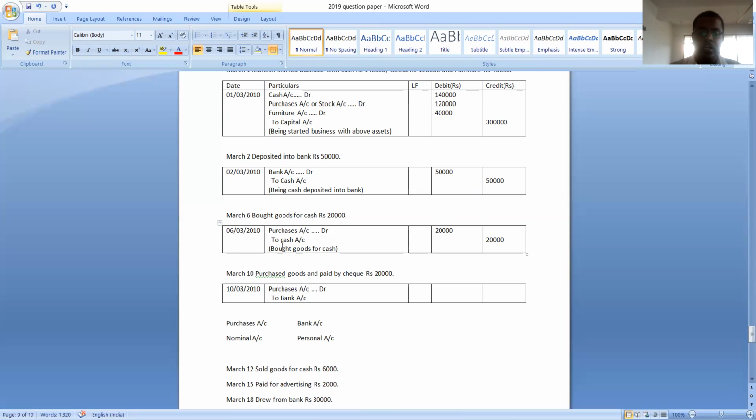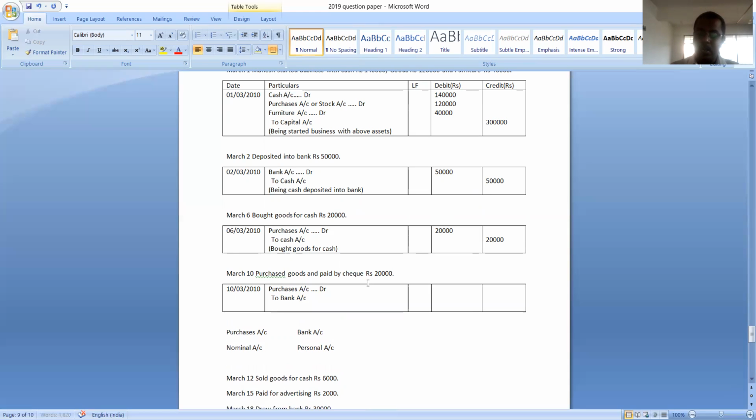See here, in earlier transaction bought goods for cash, so we made payment in the form of cash, it affects cash account. But here, have we made payment in the form of cash? No, it is made in the form of check. So which account will affect? Bank account will affect. So purchases account debit to bank account. Purchases account should be debited because they are expenses. Bank account should be credited because banker is the giver.